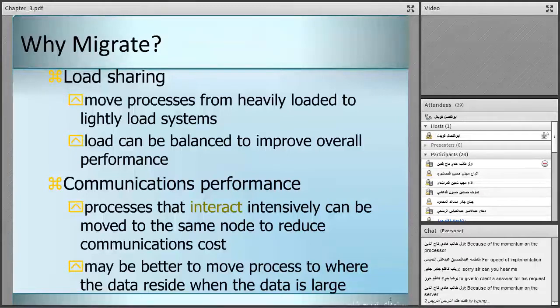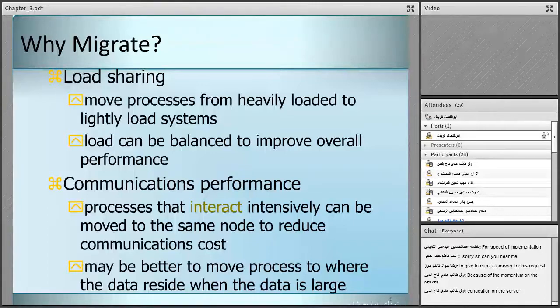One good reason for migration is load sharing. Load sharing, as you can see here. There are many reasons, in fact, to migrate, but one reason is load sharing. Firstly, you must know that there are two concepts. One is load sharing and the other is load balancing. Load sharing means sharing the load between several processors. Load balancing means trying to balance the load of all processors.